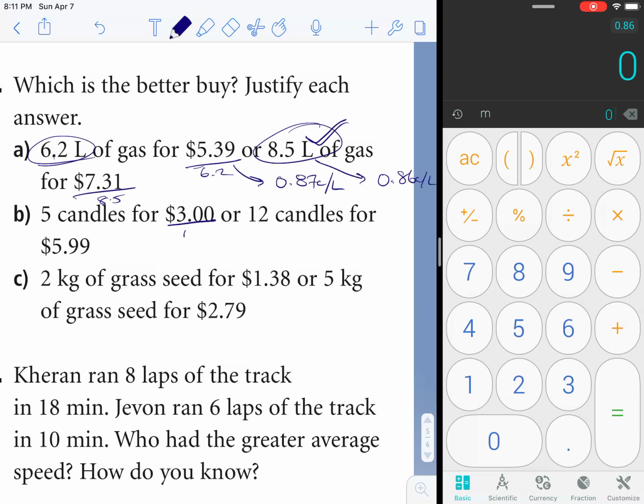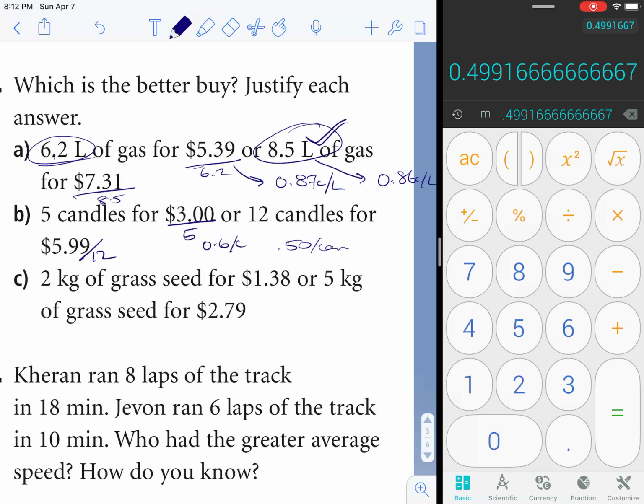So always dollars by amount. So 5 divided by 3 or 5.99 divided by 12. So, 3 divided by 5. This is 60 cents per candle. And 5.99 divided by 12 is roughly 50 cents per candle. So the 12 candles is better.